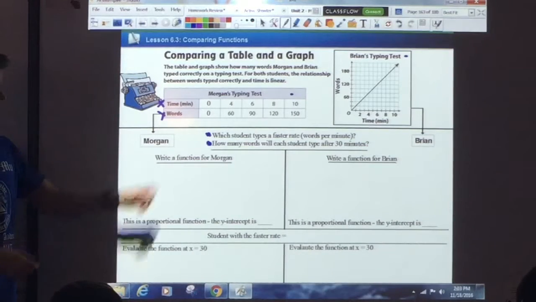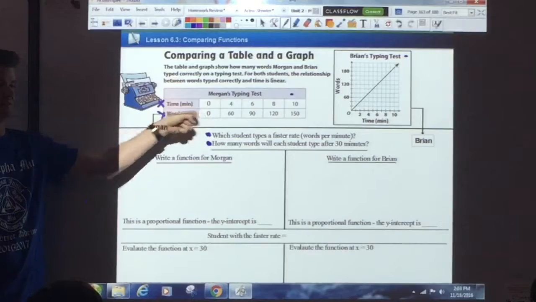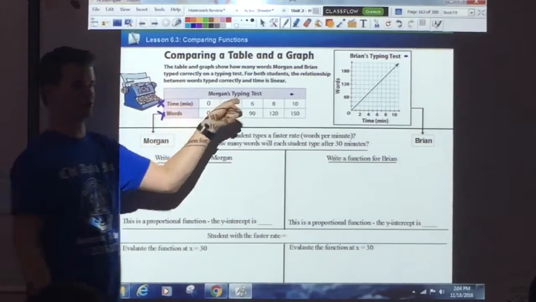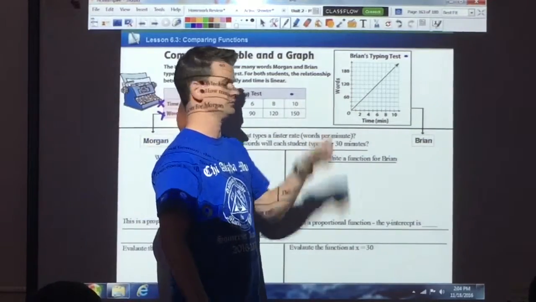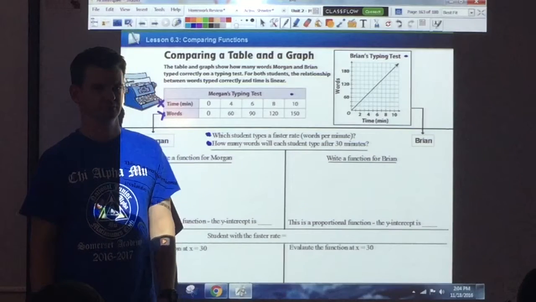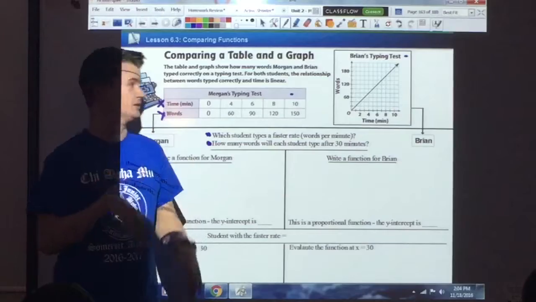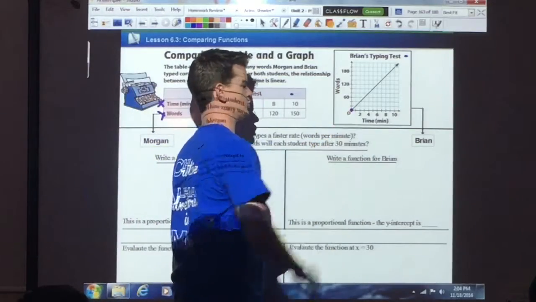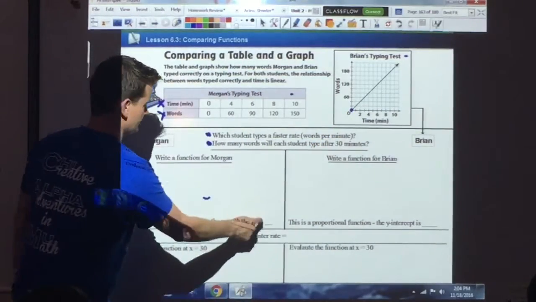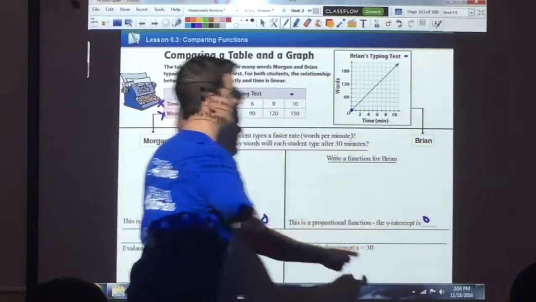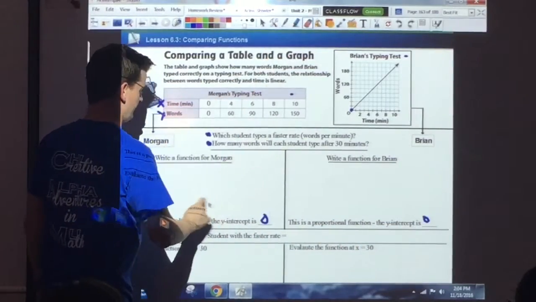Zero. When this is 0, whatever that is, that's your y-intercept. So this is proportional, and if I look at the graph over here, what's my y-intercept? Guys, what is it? 0. It's 0, because this is also proportional, which means that 0 and 0, the only thing I need to calculate for both of these is the slope, and then I'll have my functions.